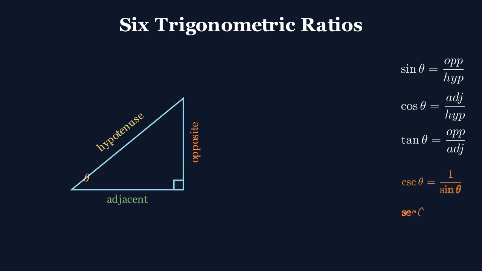In the coordinate plane, if a point on the terminal arm is x, y, and the radius is r, then sine theta equals y over r, cosine theta equals x over r, and tangent theta equals y over x.